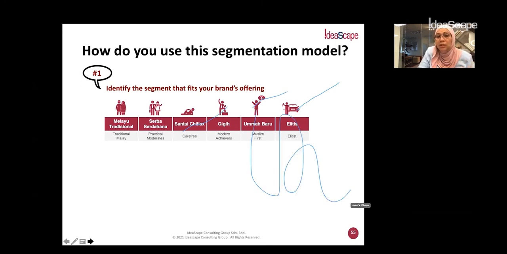So you would also want to have brands and products targeting the volume, the masses. The Melayu traditional and Serba Sederhana are still quite big.